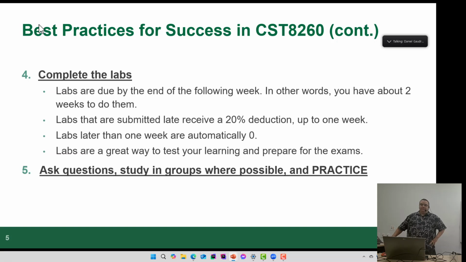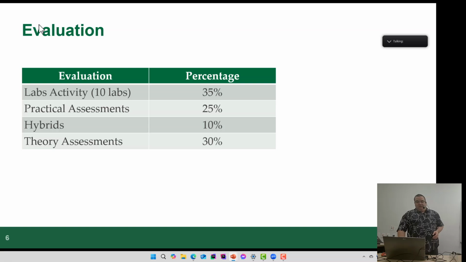Labs are a really good way to test what you're learning and ask questions. Study groups whenever possible, practice.